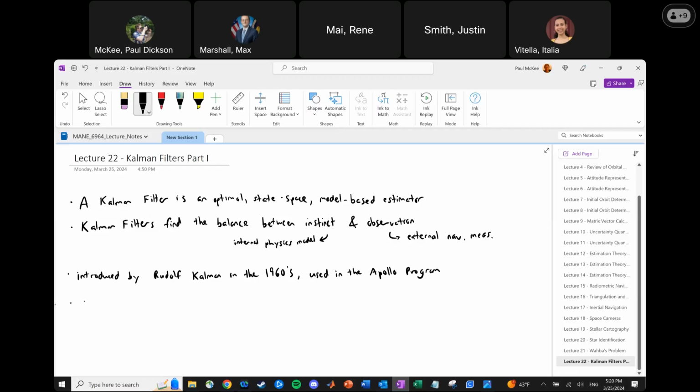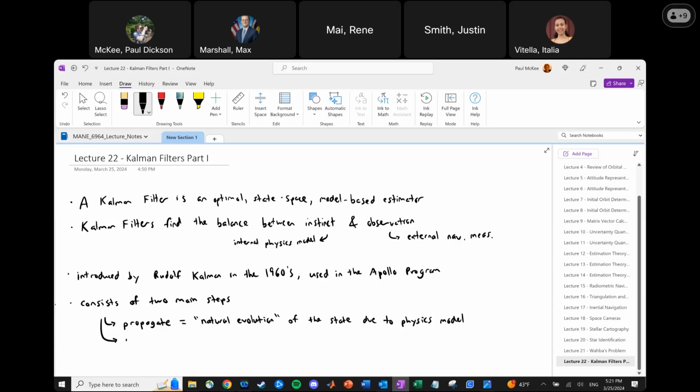So it consists of two main steps. The first is propagate. That's that physics model step, right? So this is, you could think of it as the natural evolution of the state due to a physics model. And then there's update. And this is a sudden change of the state, accounting for new information.